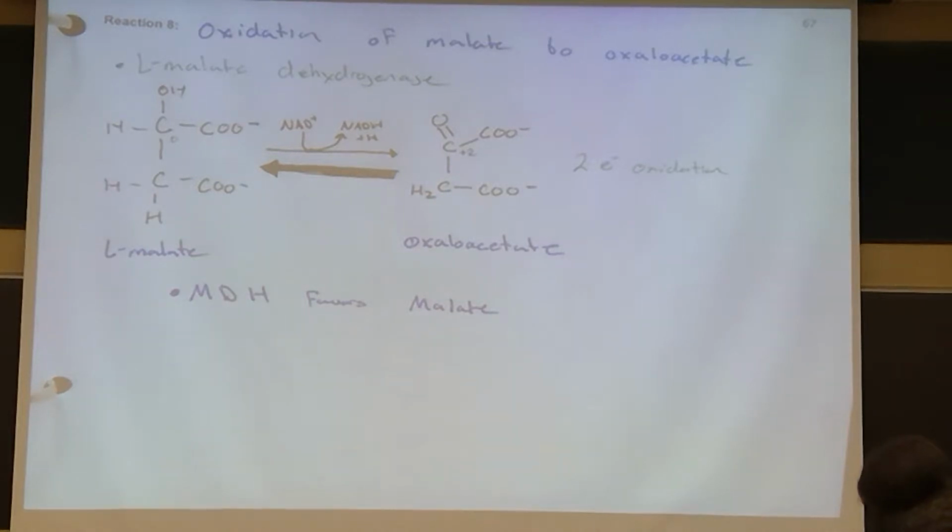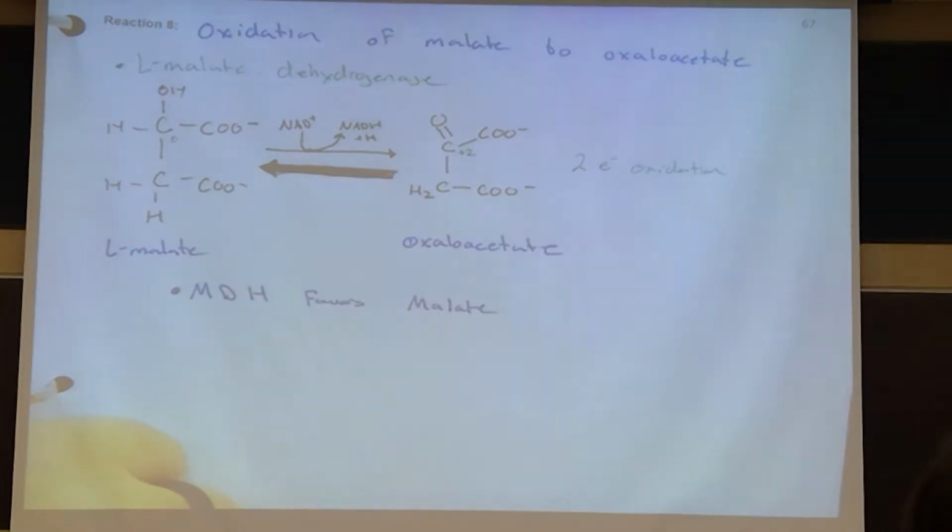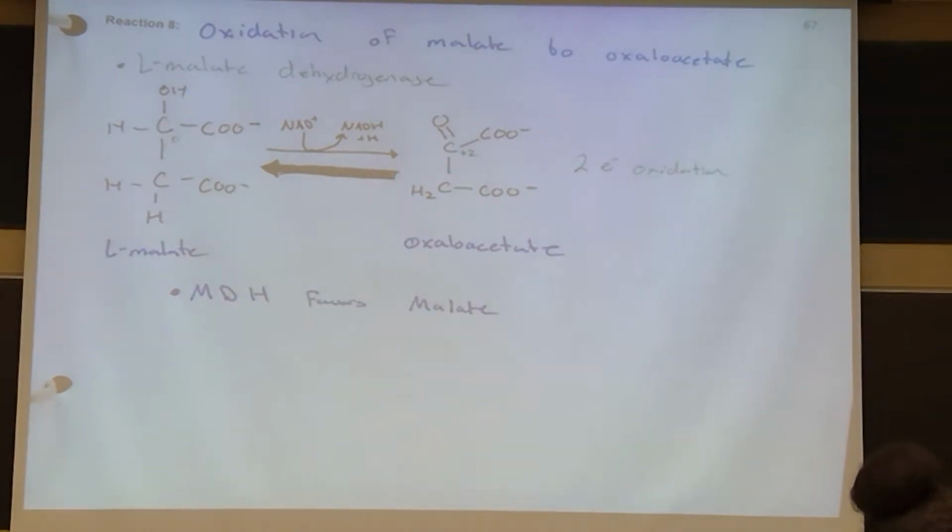In a test tube, what would this look like? It would look like MDH is not doing anything. It would look like this enzyme doesn't do anything. Why? Because this enzyme favors a specific direction. So under standard state conditions in a test tube, this is what we would see. However, this is not what happens.